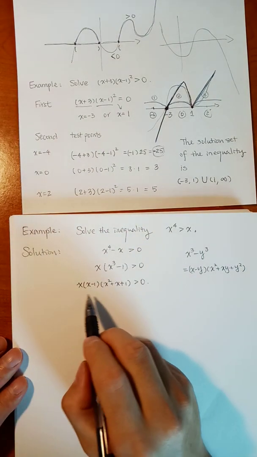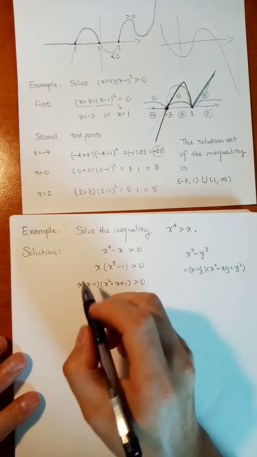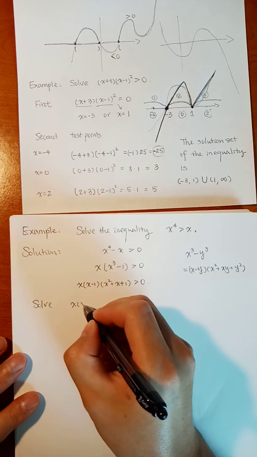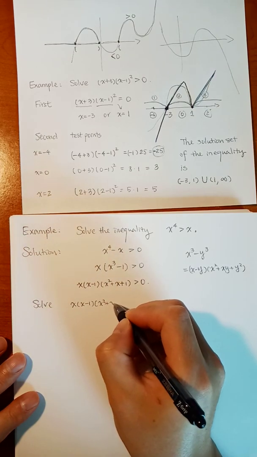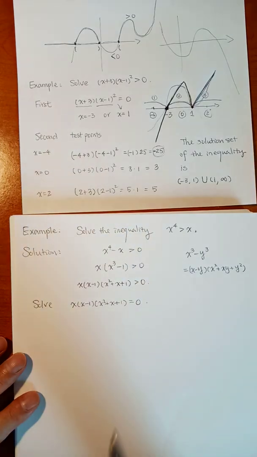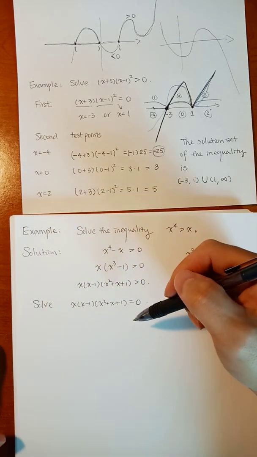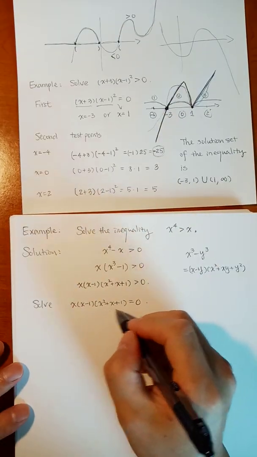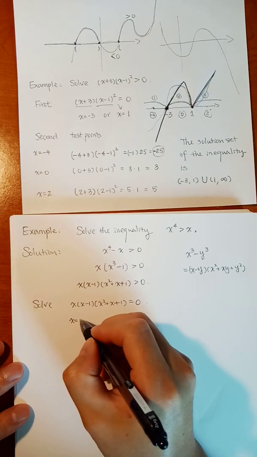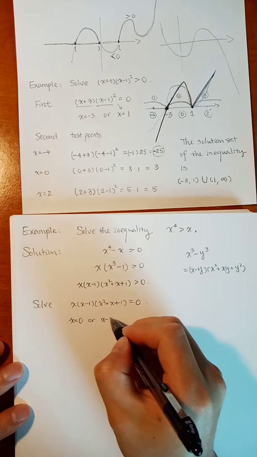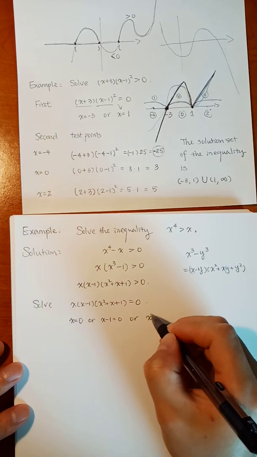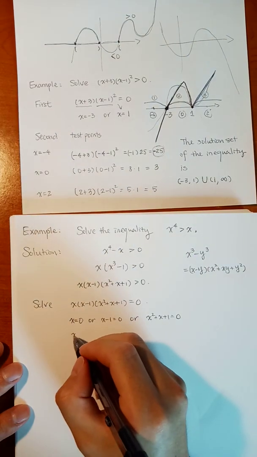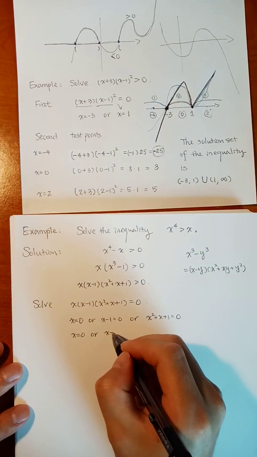Okay, so we have a product. So solve x times x minus 1 times x squared plus x plus 1 equal to 0. We find the zeros first. Here we just do the factorization. This problem is simple because it's already factored. Okay, so either x is 0, or x minus 1 is 0, or x squared plus x plus 1 is 0. If x is 0, then the solution is x equals 0. If x minus 1 is 0, the solution is x equal to 1.